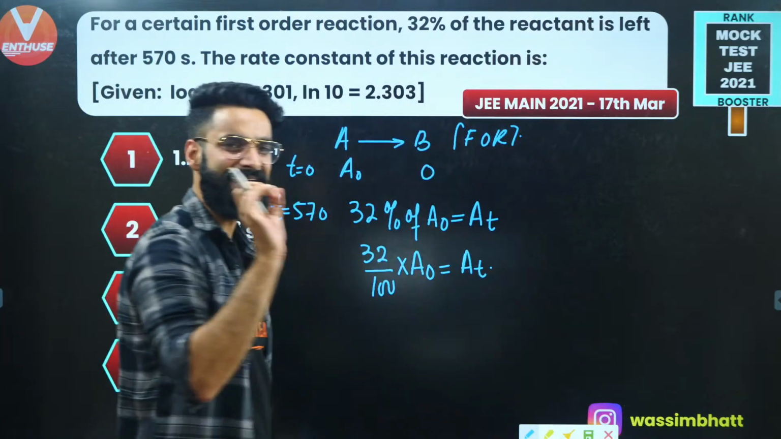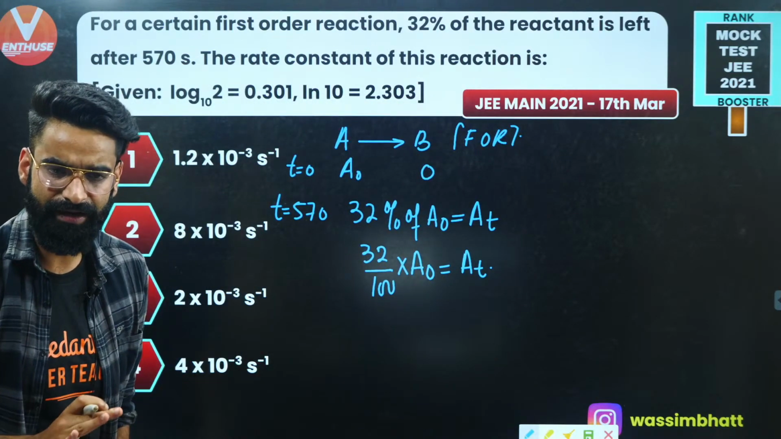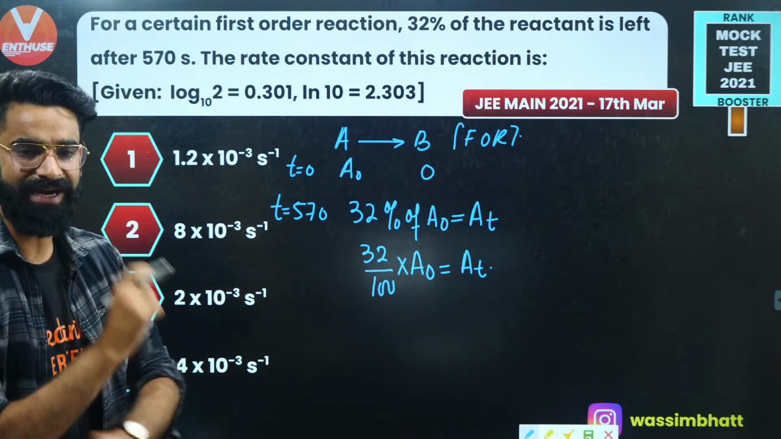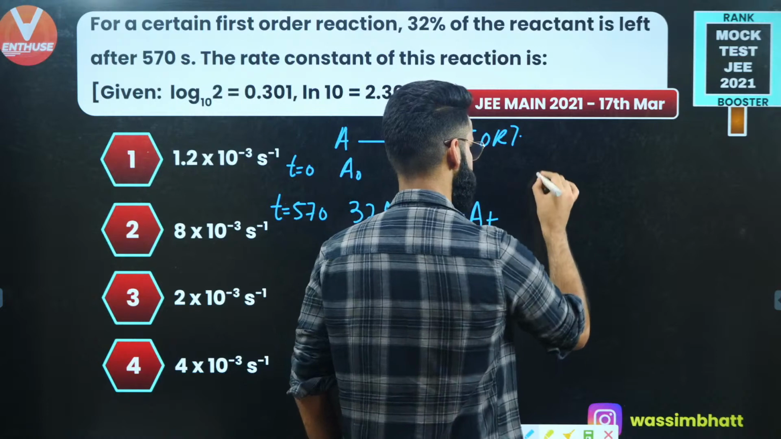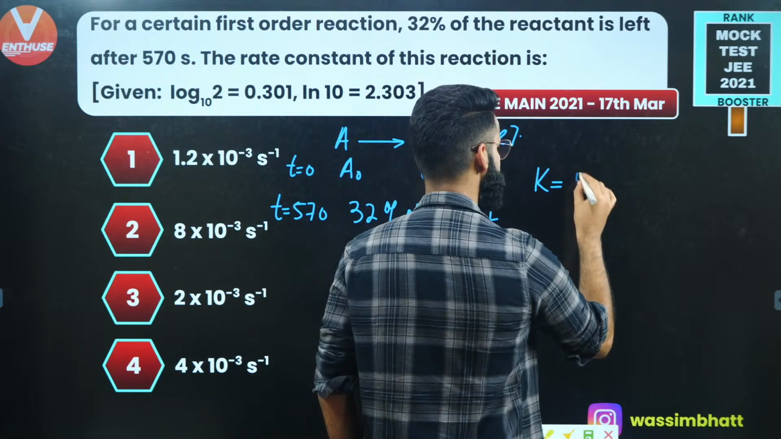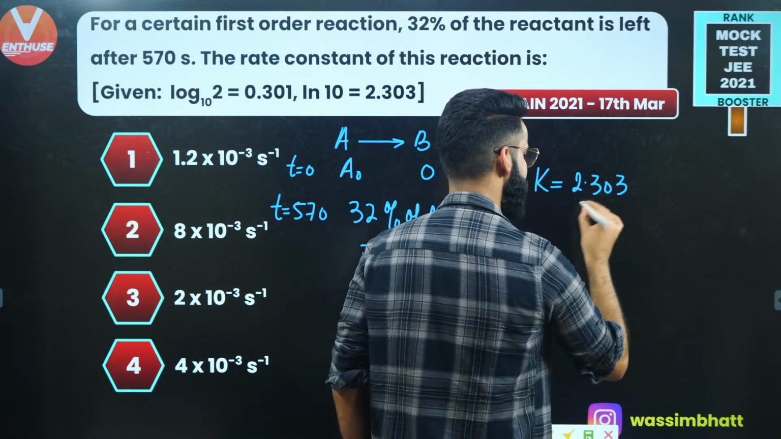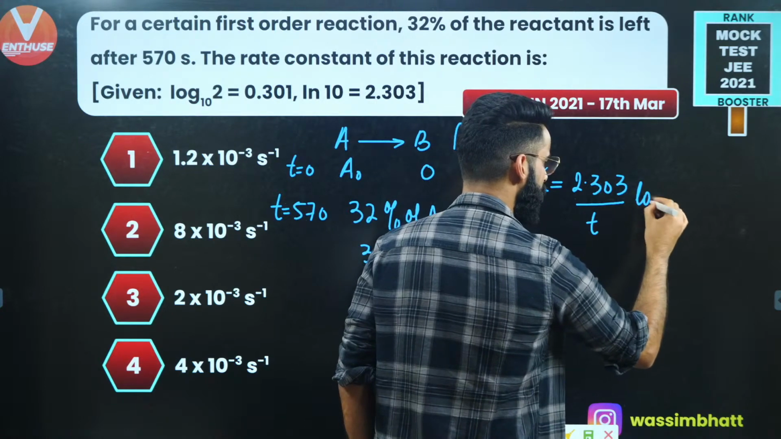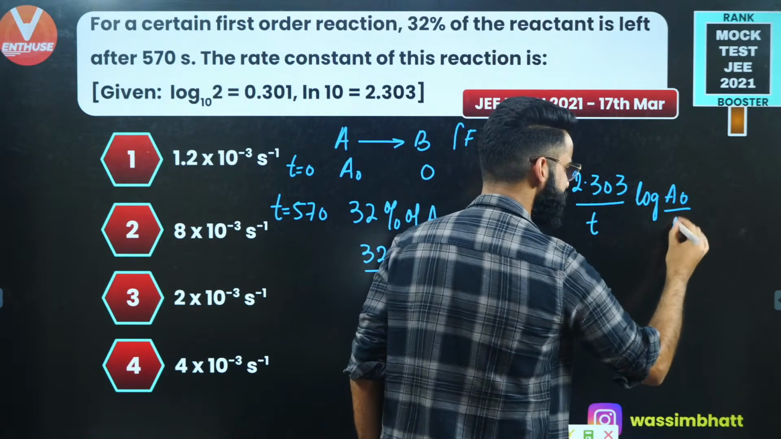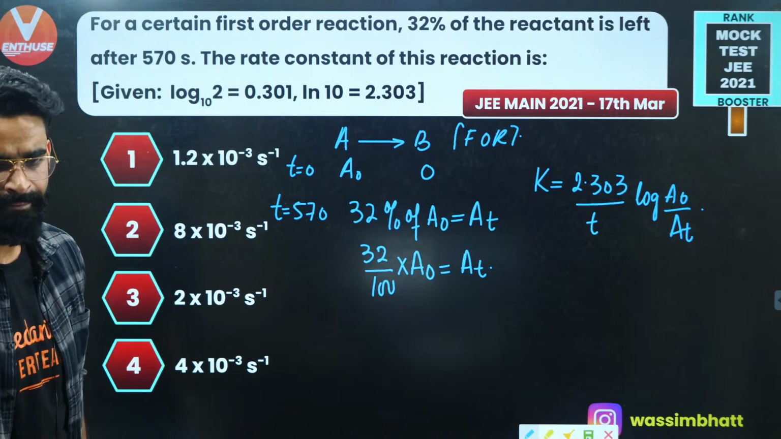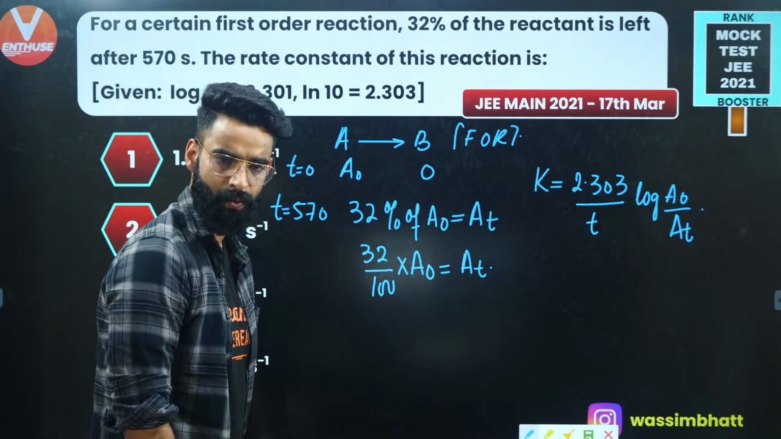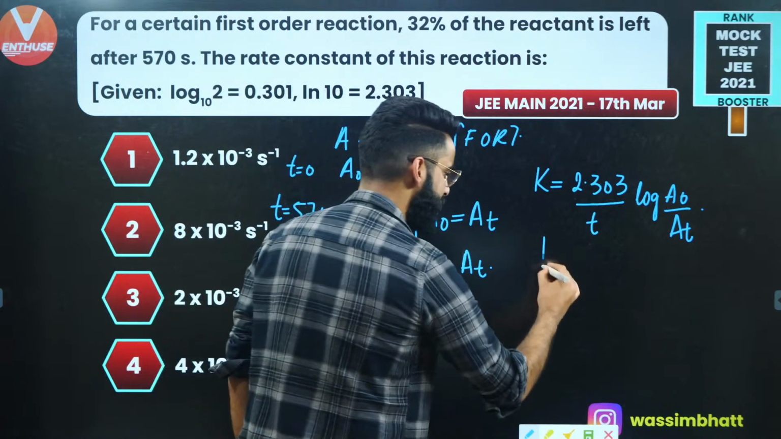I'll simply write the integrated rate equation for the first order reaction. The integrated rate equation is K equal to 2.303 divided by T, times log of A0 divided by AT. This is the integrated rate equation for first order kinetics, right? See guys, I need to get the value of K.